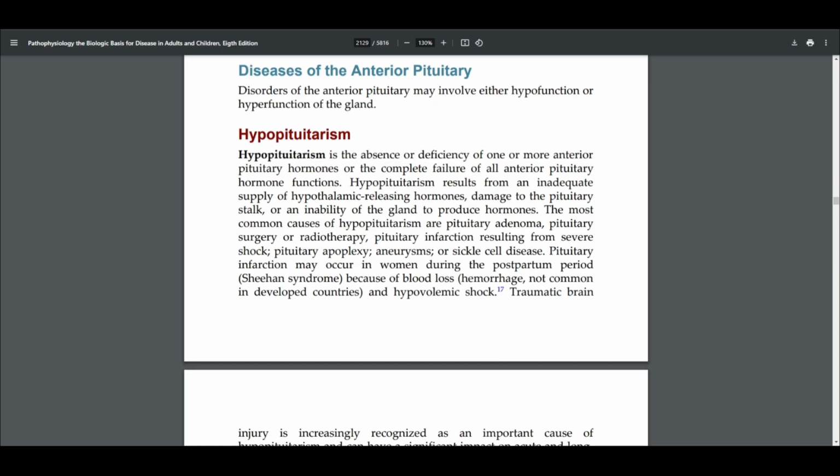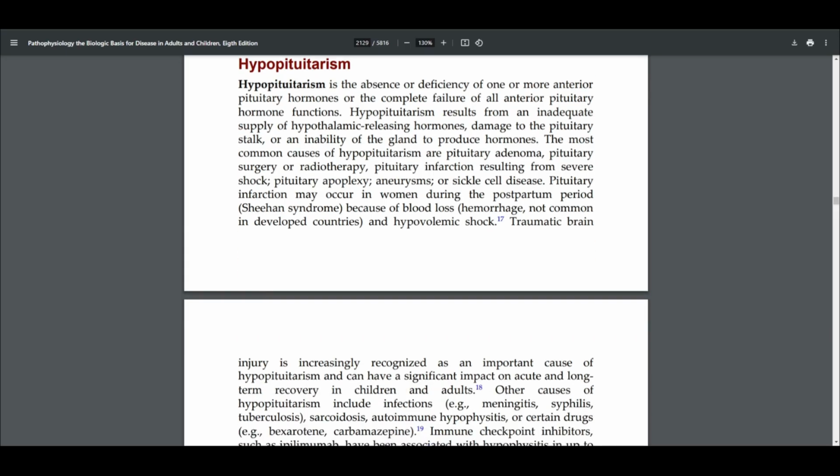Diseases of the anterior pituitary. Disorders of the anterior pituitary may involve either hypofunction or hyperfunction of the gland, a theme I think you will come across as we continue with this reading. Hypopituitarism is the absence or deficiency of one or more anterior pituitary hormones, or the complete failure of all anterior pituitary hormone functions.